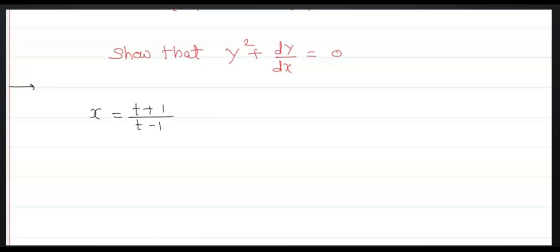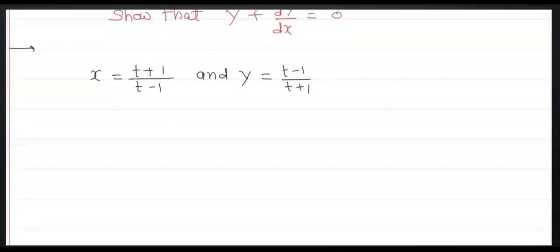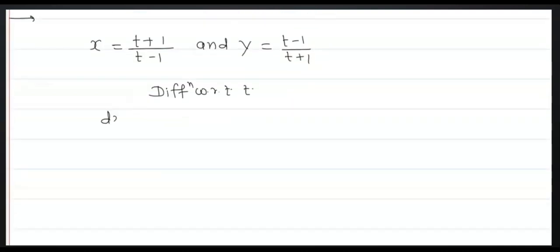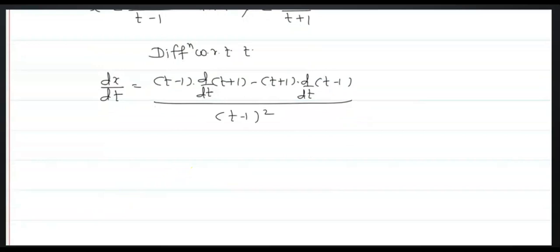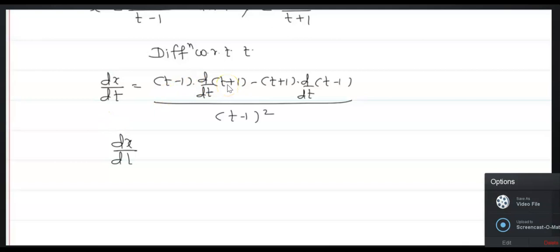X is equal to t plus 1 upon t minus 1. Y is equal to t minus 1 upon t plus 1. Now differentiate this with respect to t. Dx upon dt is equal to, use the quotient rule, t minus 1 into d/dt of t plus 1 minus t plus 1 into d/dt of t minus 1, upon t minus 1 bracket square. Now see this here. Derivative of t is 1. Derivative of 1 is 0. Derivative of t is 1. Then what you will get? t minus 1 into 1 minus t plus 1 into 1 upon t minus 1 bracket square.